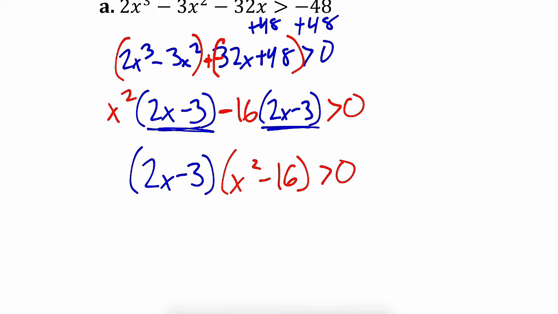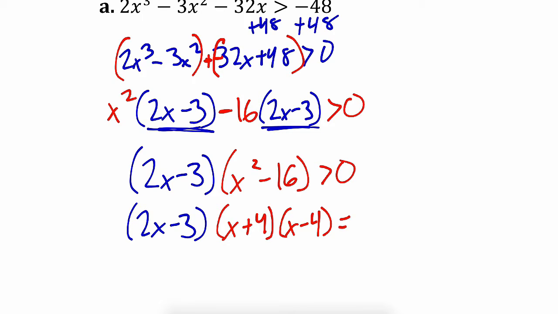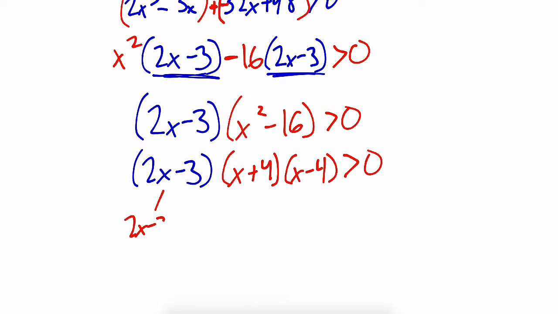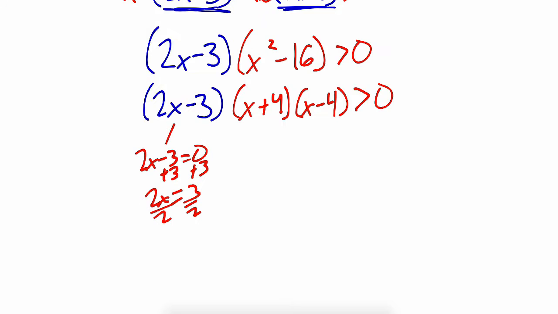We can keep factoring. The 2x minus 3, we're done factoring that. x squared minus 16 we can factor into x plus 4 times x minus 4, and it's still not equal to anymore, but greater than 0. So looking at the things that make this equal to 0, for this one we'd do 2x minus 3 equals 0, and we'd add 3 to both sides. We end up with 2x equals 3, divide by 2, divide by 2, and we end up with x equals 3 over 2.